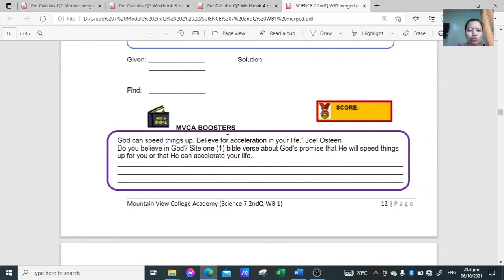For our MVCA boosters, you are going to cite one Bible verse about God's promise that He will speed things up for you or He can accelerate your life.